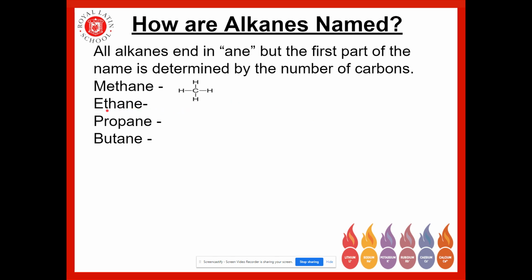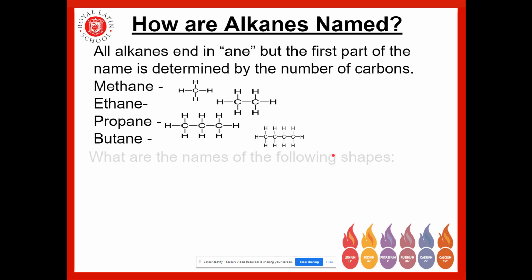Eth refers to the fact that there are 2 carbons in the chain, and the ane tells us that it's an alkane, so only carbon-carbon single bonds. Prop tells us that there are 3 carbons in the chain, and ane tells us that it's an alkane, so there are only carbon-carbon single bonds. And butane, there are 4. 1, 2, 3, 4.